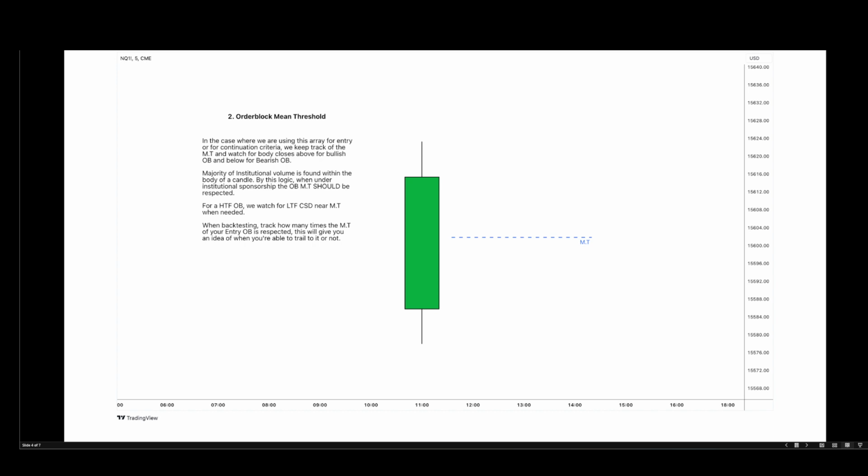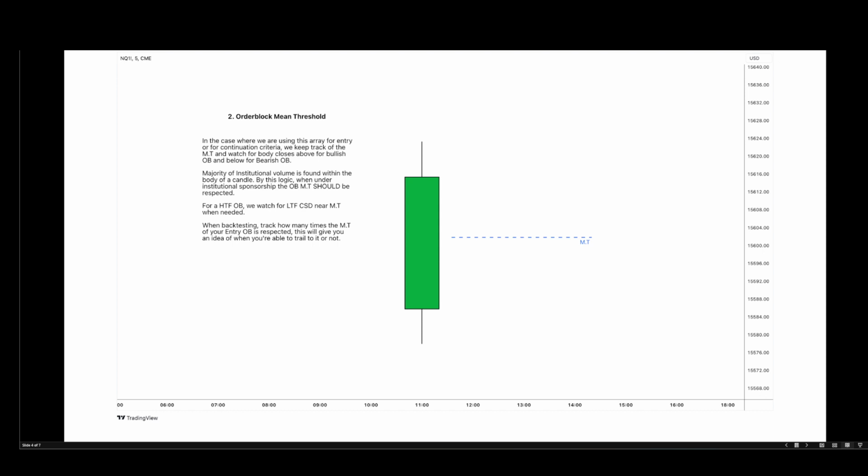So what we would do is look at the open price of the order block, or whatever value we're using for an entry. If it's a higher time frame order block, then we look for a lower time frame CSD within that area, right? And if it retraces near the mean threshold, then we ask of price a CSD.